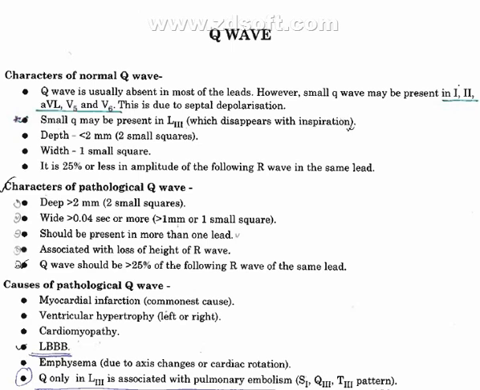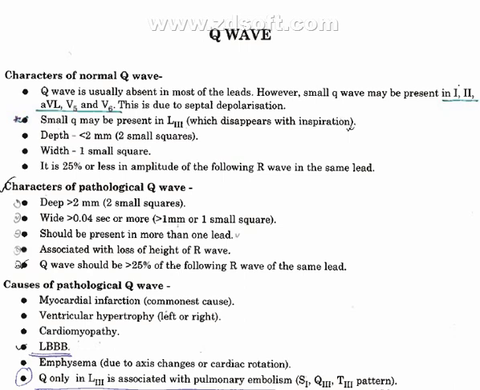Now we will discuss the Q wave. Characters of normal Q wave. Q wave is usually absent in most of the leads. However, a small Q wave may be present in lead 1, 2, AVL, V5 and V6. This is due to septal depolarization. Small Q may be present in lead 3, which disappears with inspiration.